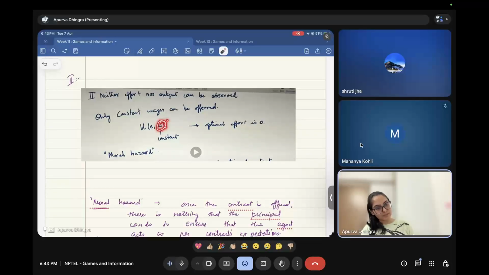This wage was something that was decided by the principal. So he could reduce the wage. Now what is happening is the wage is reducing, and the efforts are by default zero, so that is not changing. If the principal keeps on decreasing the wage, that just comes to zero.